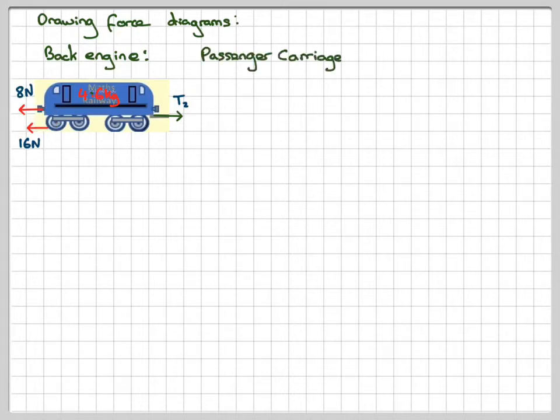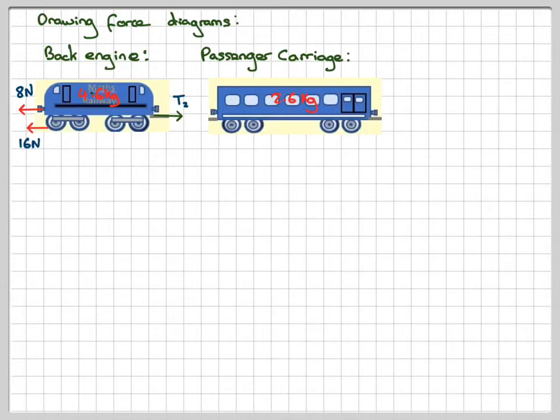For the passenger carriage, which weighs 2.6 kilograms, we've got a frictional resistance of 12 newtons. Again, we've got a tension T2 acting in this direction, and a T1 acting in that direction, which is the coupling force between that and the front engine.